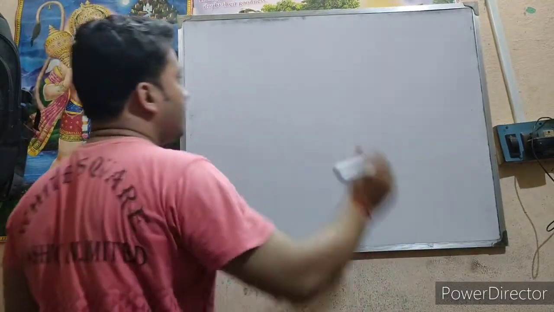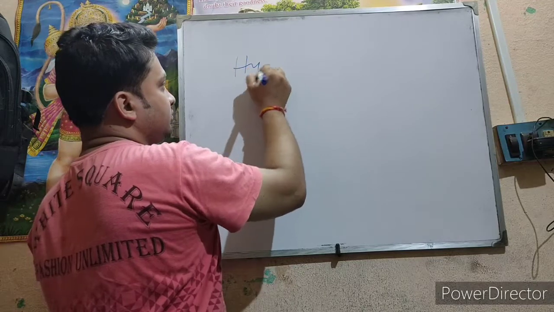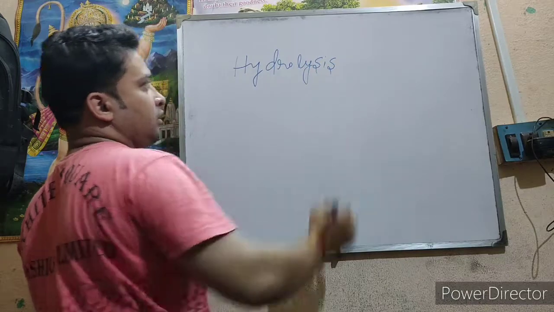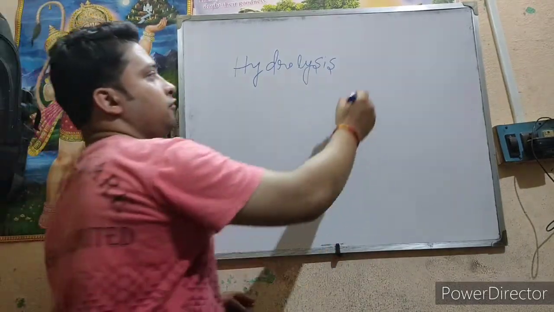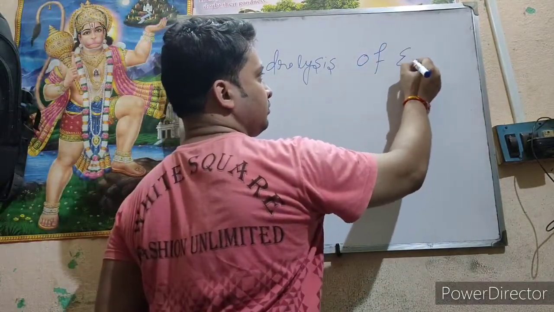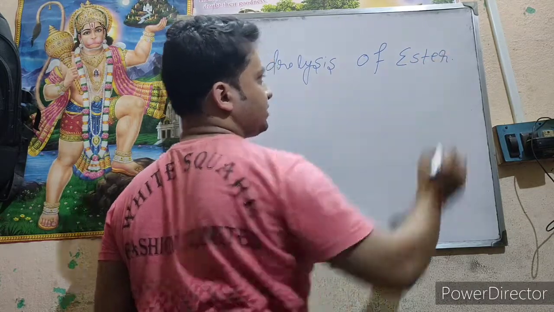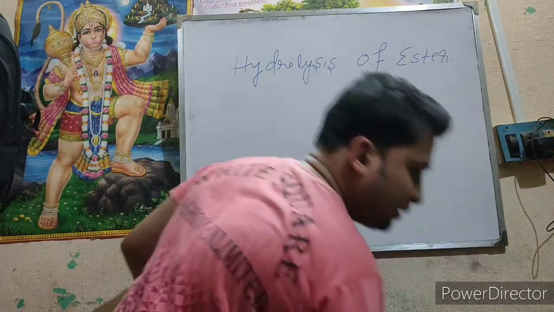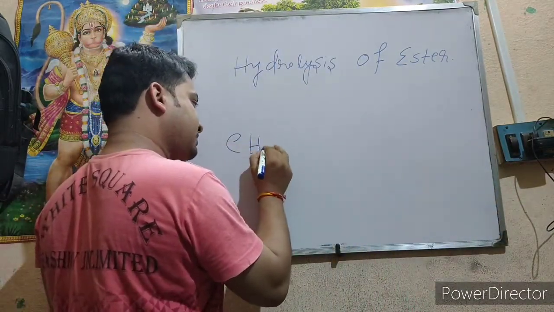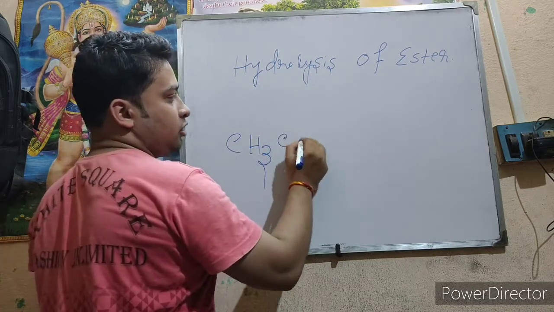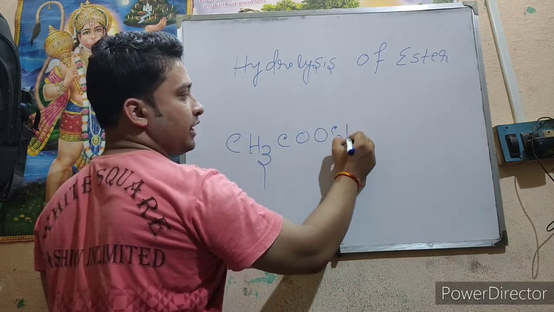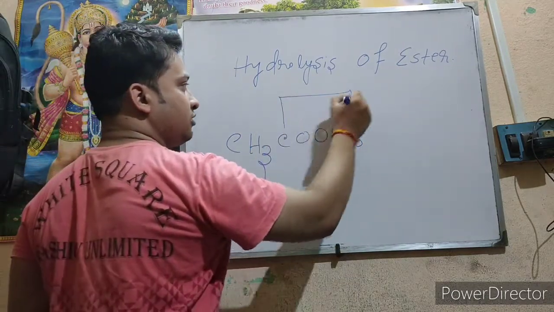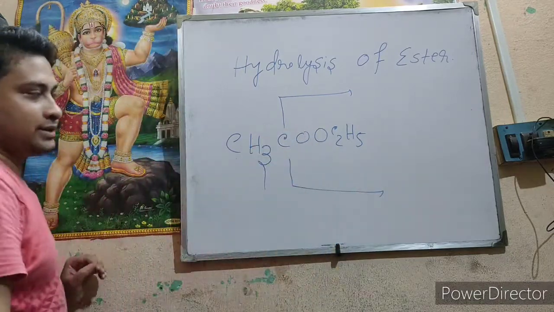So the next is hydrolysis of ester. Hydrolysis of ester means if you have this ester group, CH3COOC2H5, then it reacts in two ways.